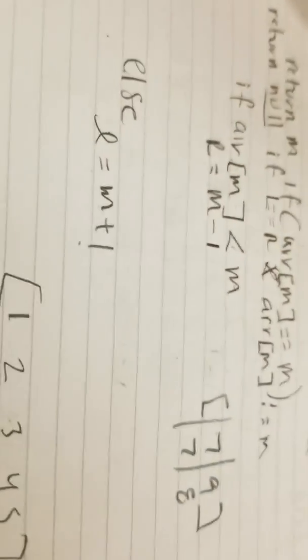So if array at m is less than m, it's not, so it would update it to left, right, and m equal to 5. Because of the else down here, we would go back up here, and now we would check to see return null if left is equal to right and array at m is not equal to m, which is essentially true. Okay.